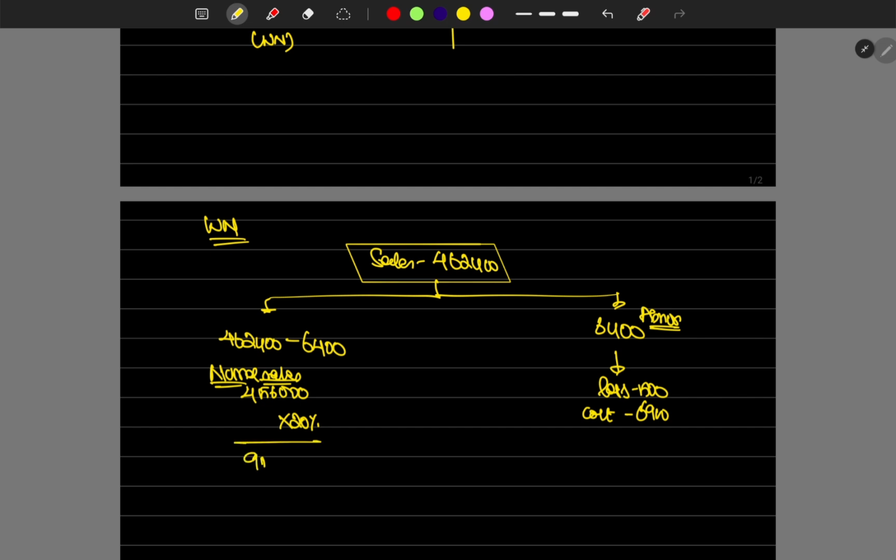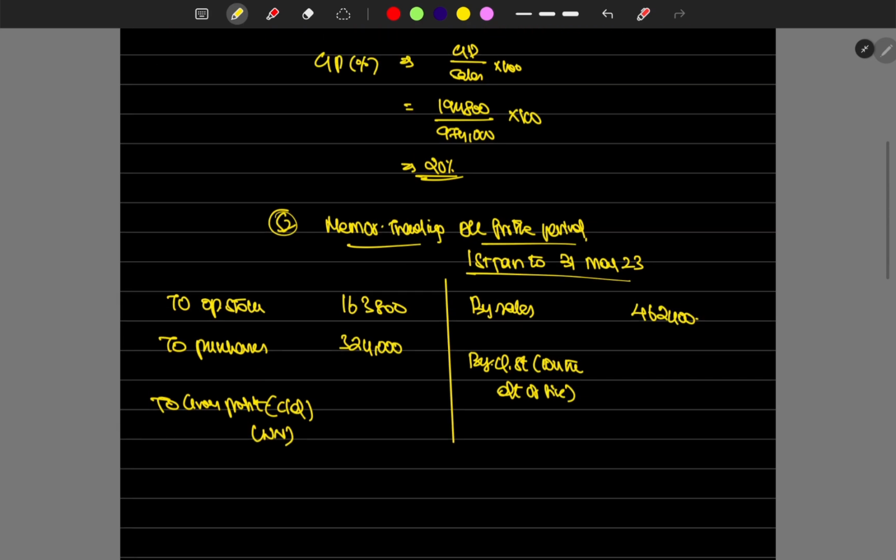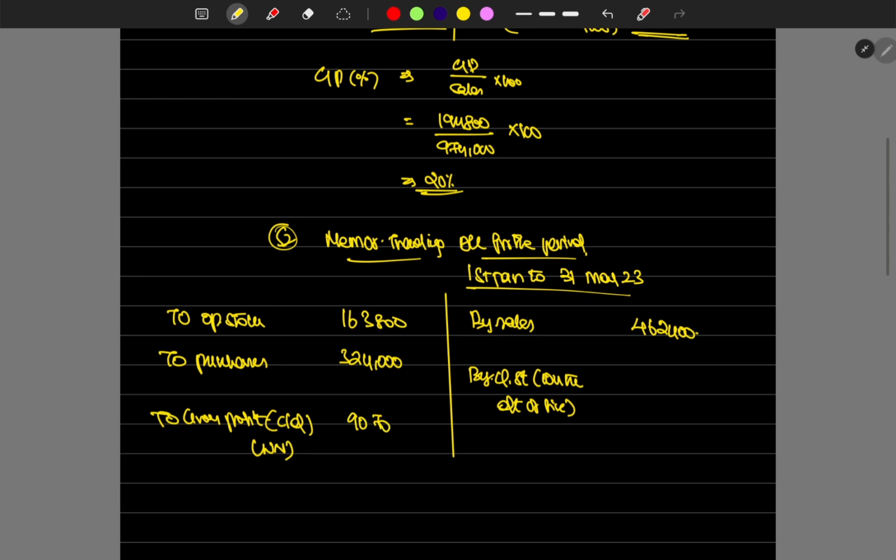Okay, 91,200 is the GP percentage, gross profit. And there is a loss which is 500. Net of that, we'll get 90,700 as the gross profit. So we have calculated the gross profit, which is 90,700.